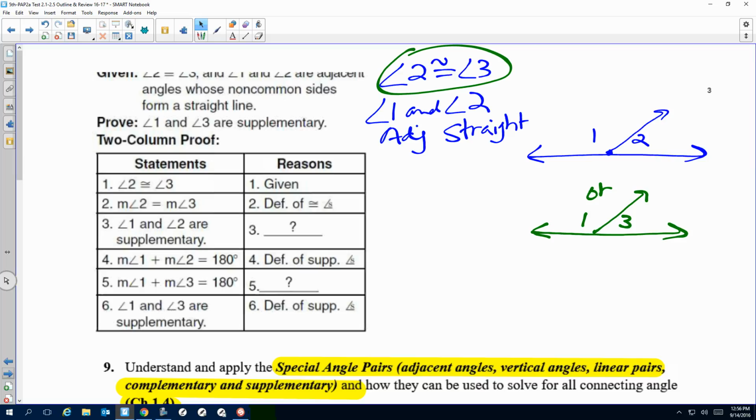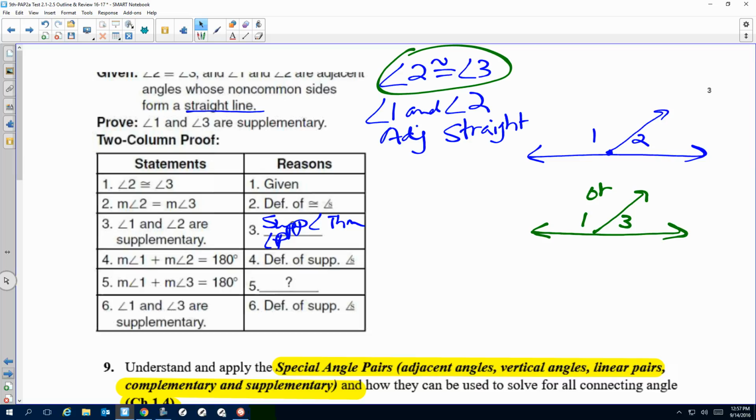1 and 2 are supplementary. We know they're a straight line, and they're adjacent, so they are a linear pair. We knew this by the supplement angle theorem, or we could say linear pair. I'm just going to write LP. We knew they had to be a linear pair because they were a straight line, and that's 180. What does it mean to be supplementary? They equal 180. So now I'm just saying the measure of angle 1 plus the measure of angle 2 equals 180. That's the definition of supplementary.